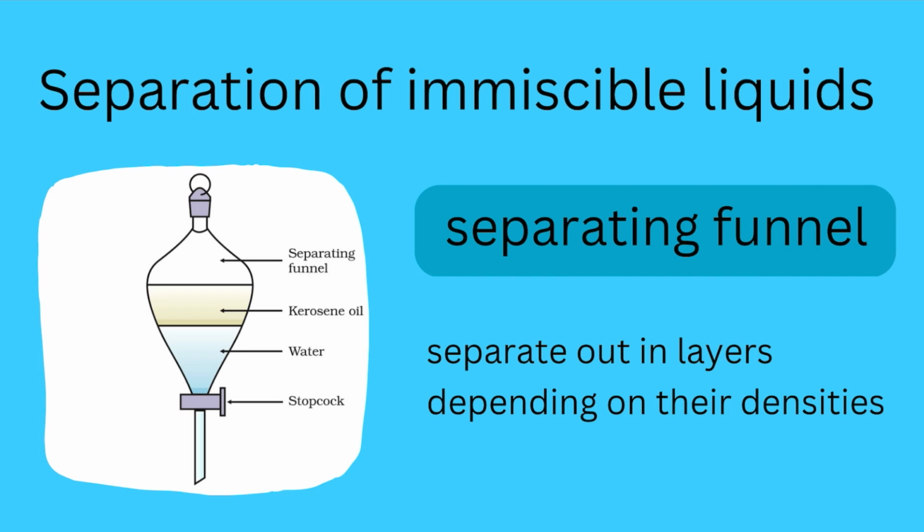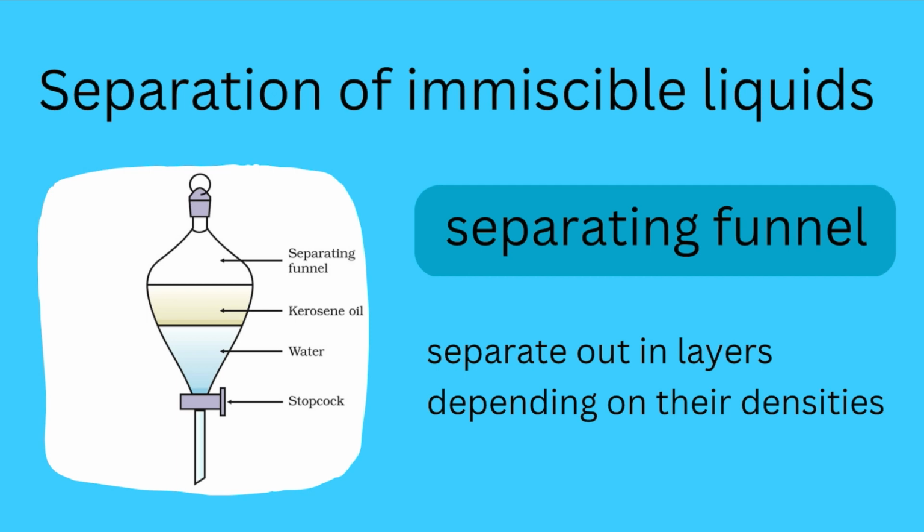We have an apparatus called a separating funnel, and I have a picture here showing the parts of the separating funnel. The whole thing is a funnel, and we have a kerosene and water mixture here. These are two immiscible liquids. Kerosene oil doesn't mix with water at all. And we have a stopcock, which is like a tap you can use to get the water out of it.